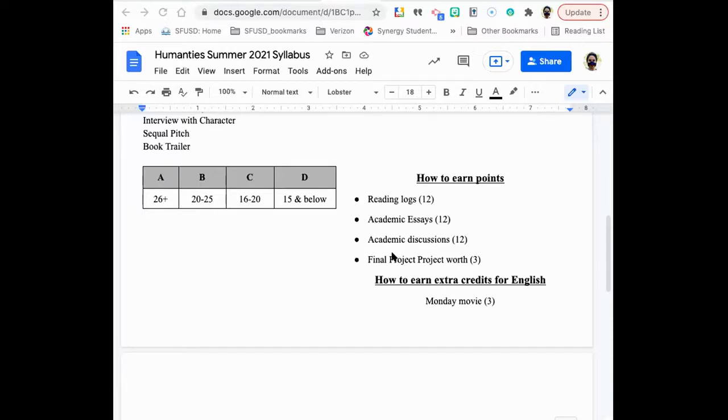Academic discussions. Again, we're going to be doing these on Thursdays. It's just how to talk about things in a way that is academic language. And we're going to work on it by talking out loud or talking in the chat, however we feel comfortable. We're going to work on having discussions about the book. Your final project is worth 3 points. Again, you're in charge of your final project. You got to let me know. You can tell me anytime, but I'll check in towards the middle of summer school to see if you need any help.